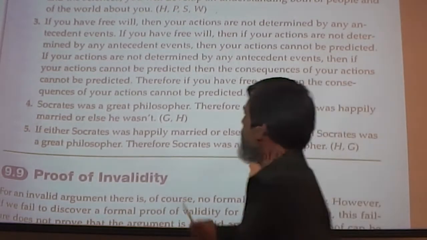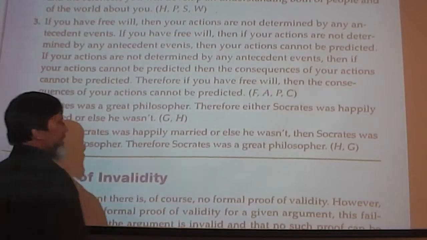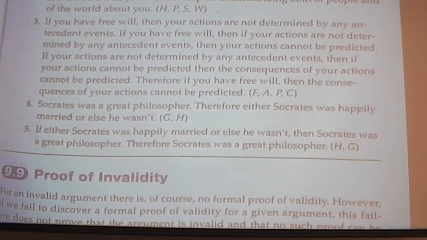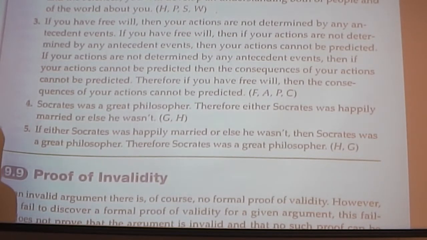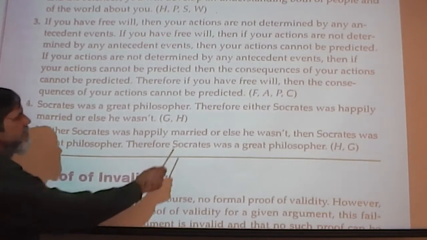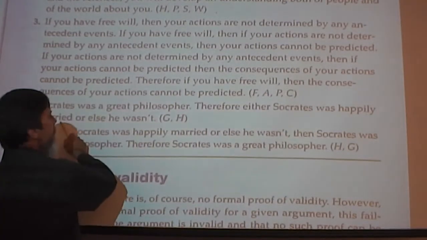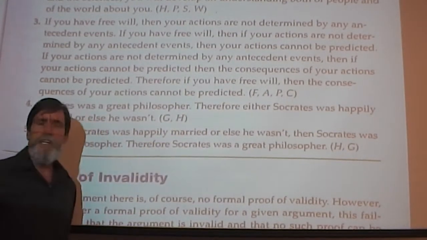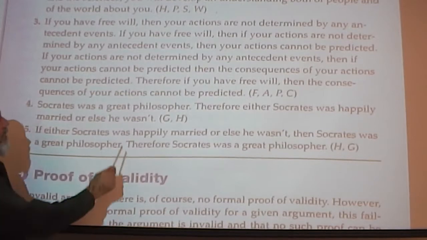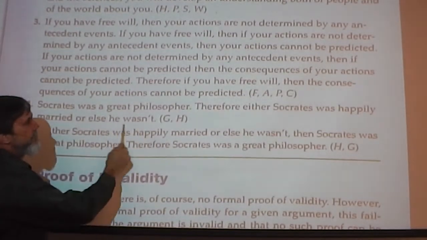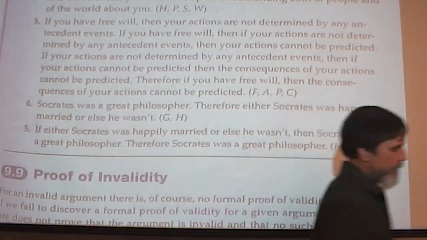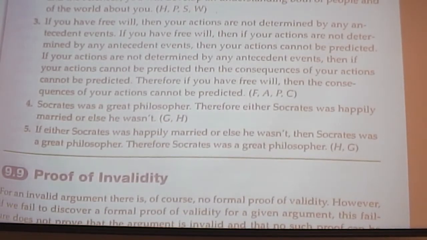Two simple statements, G and H. I think they want G for "Socrates was a great philosopher." There's our premise. It's done. G. That's it. Here's our conclusion: Socrates was happily married. Well, I guess they want us to use H for that. I want to know what you're going to do with this. So go ahead. Translate that.